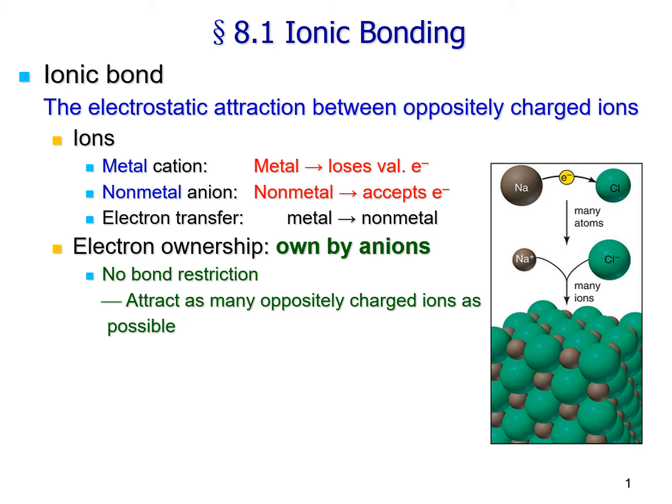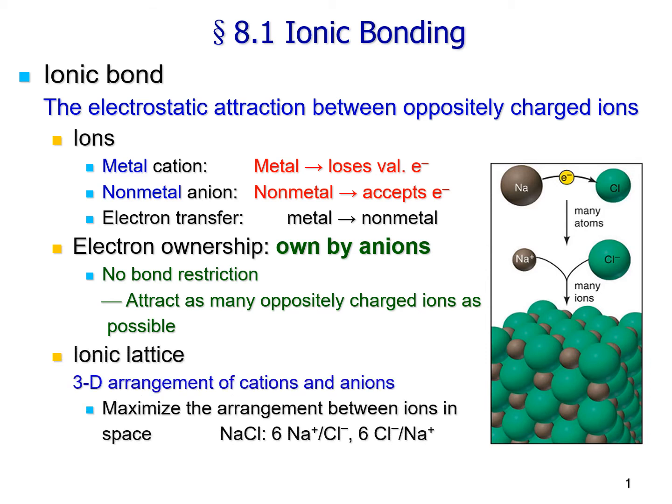And there's no bond restriction. The reason for that is once you have a cation and anion in space, they are going to attract as many oppositely charged ions as possible. In order to maximize their attraction, they form a three-dimensional network, or we call it ionic lattice.